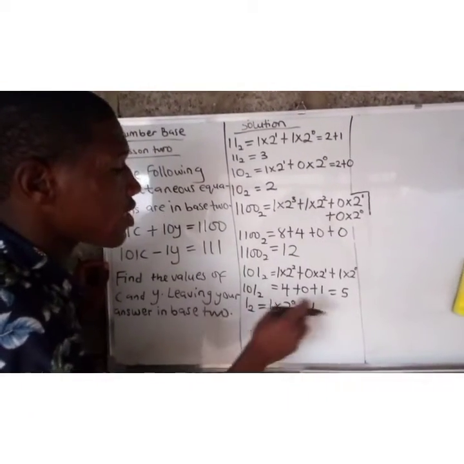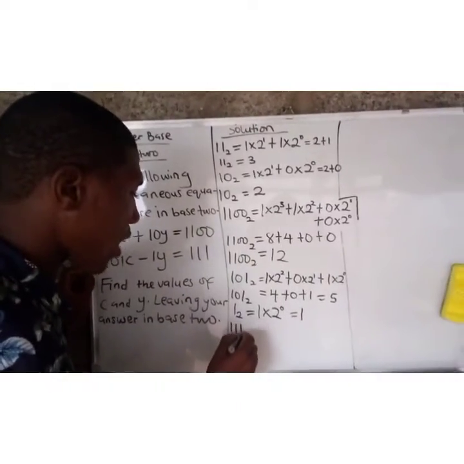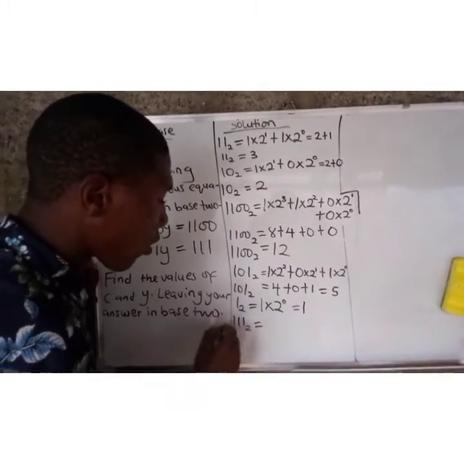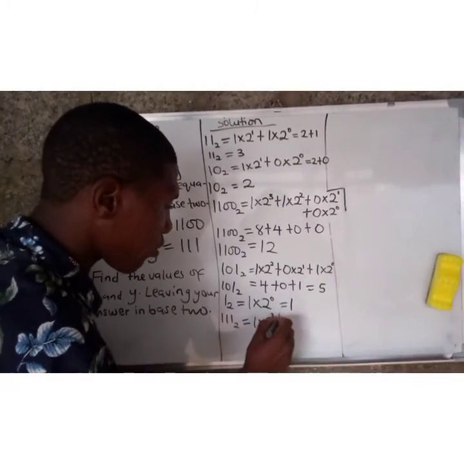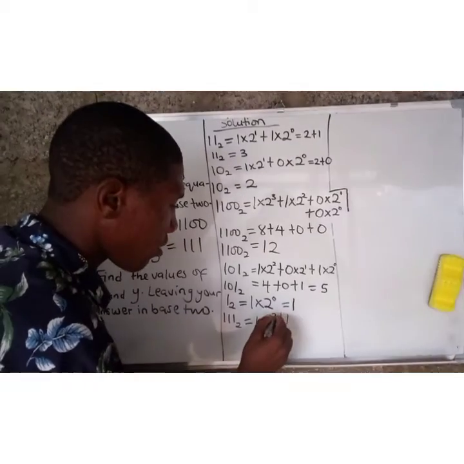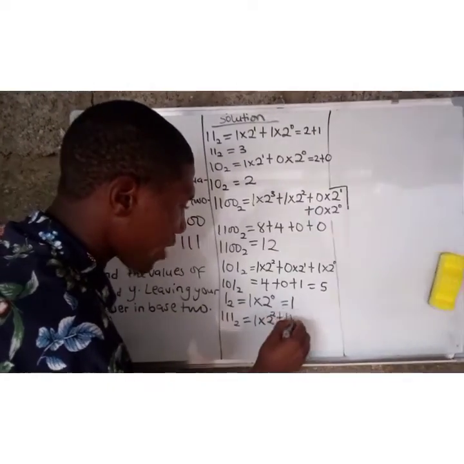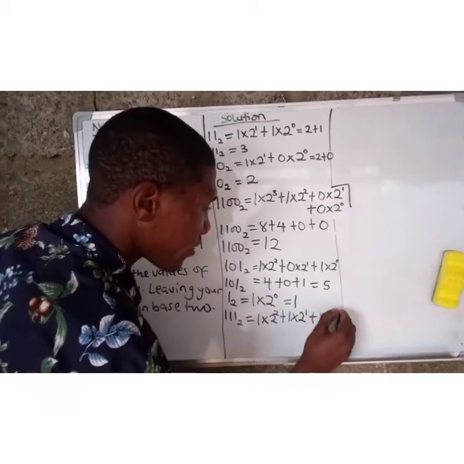So 1 in base 2 is the same thing as 1 in base 10. And lastly, we go to this number, 111 in base 2. We convert it to base 10. It becomes 1 times 2 raised to power 3, plus 1 times 2 raised to power 2, plus 1 times 2 raised to power 1, plus 1 times 2 raised to power 0.